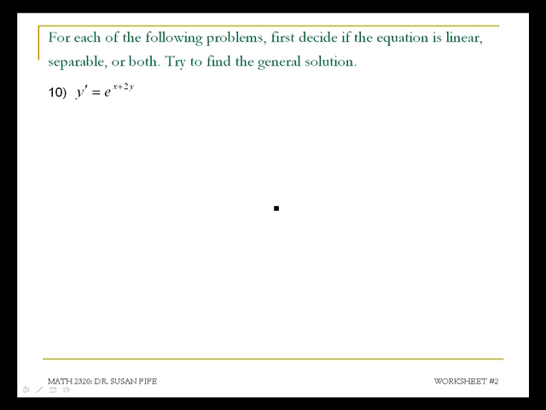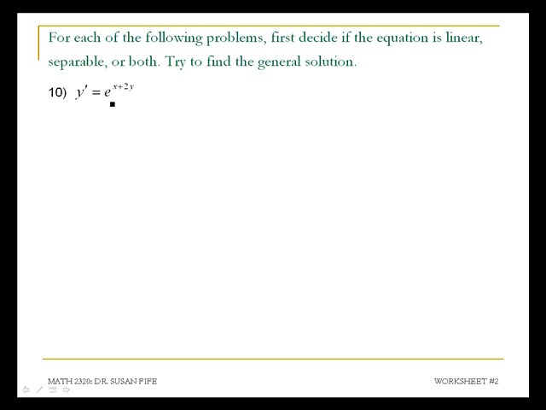Number 10. For each of the following problems, first decide if the equation is linear, separable, or both, and then try to find the general solution. So in this problem, notice that because we have this exponential function with the y as part of the exponent, this e to the 2y is not linear in form. So this is not a linear differential equation.